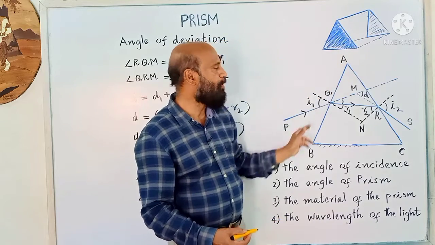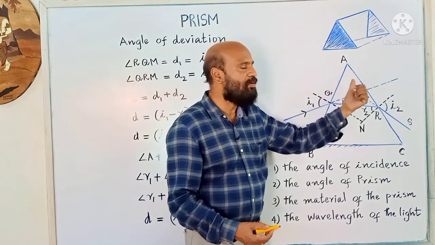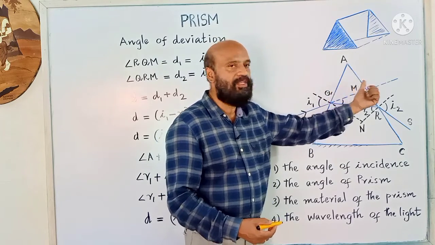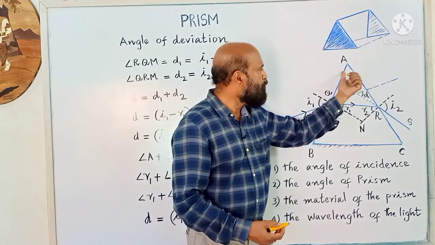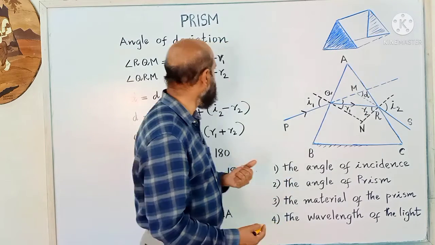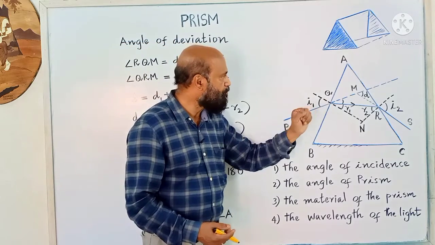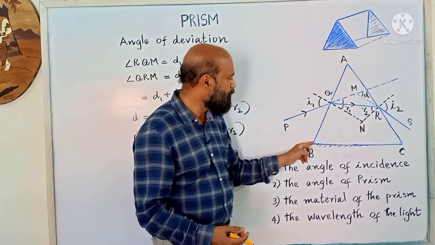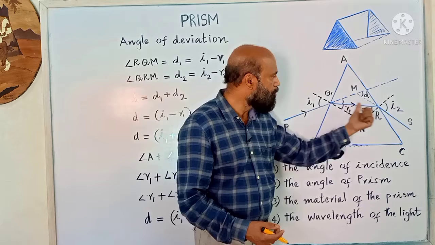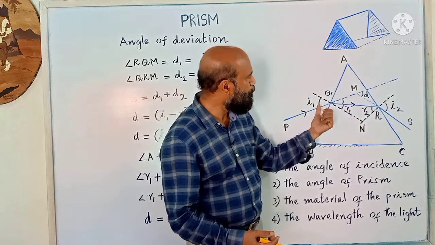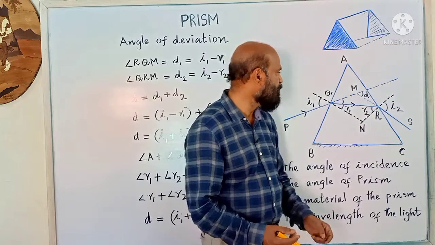This is a section of a prism ABC, where A is the angle between the refracting faces. So it is called the angle of the prism. PQ is an incident ray. It is falling on the face AB. QR is the path of the light inside the prism, and RS is the emergent ray.